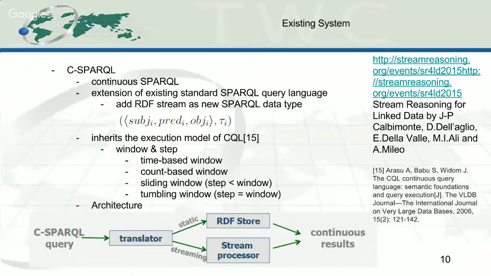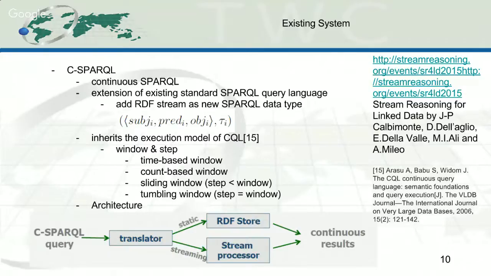A window actually has different types, like a time-based window. In this window, a window is like a length of time period. And the count-based window, where the window size is a count, a certain number. And there are also two types of window: a sliding window is when the window step is smaller than the window size, and a tumbling window is when the window step equals the window size.